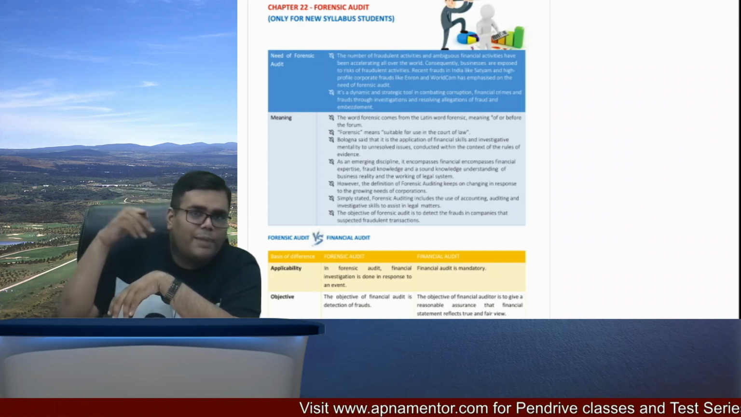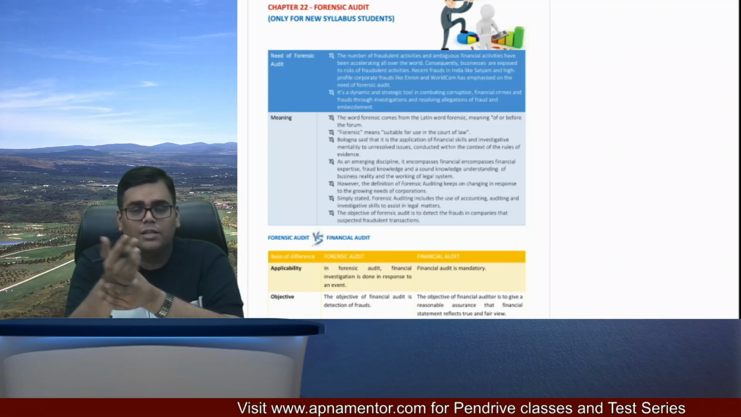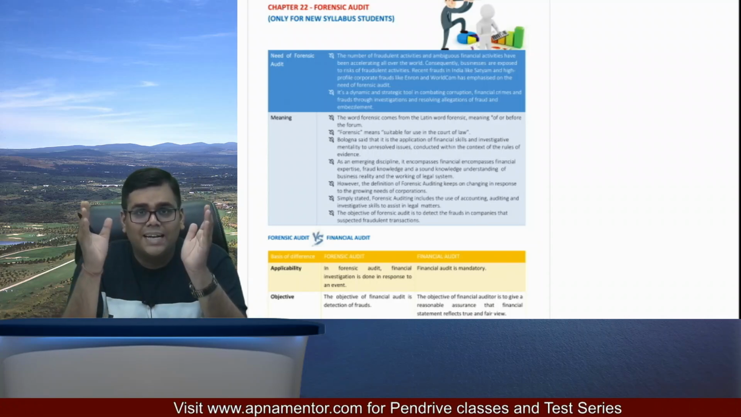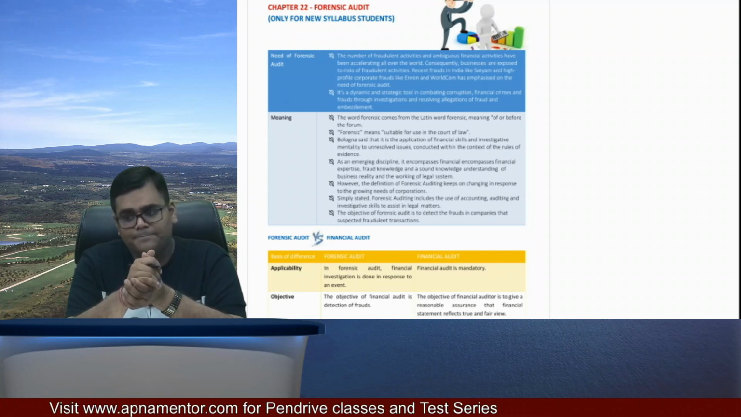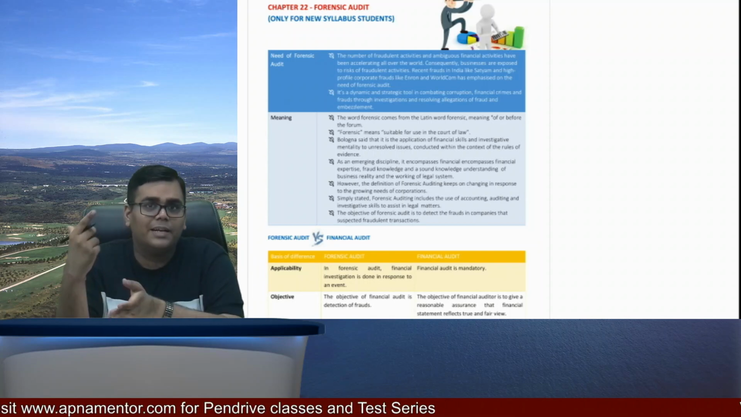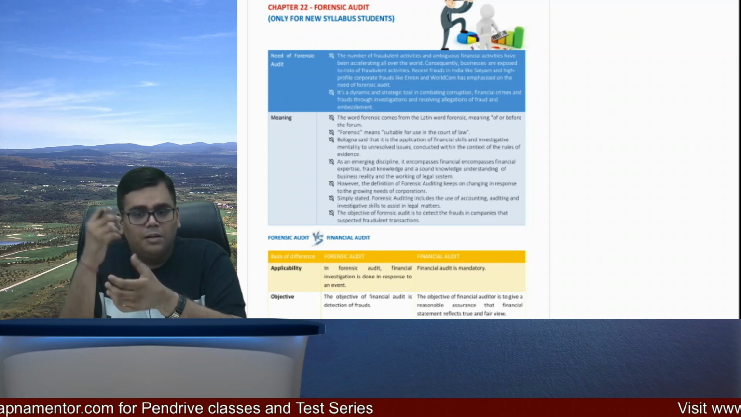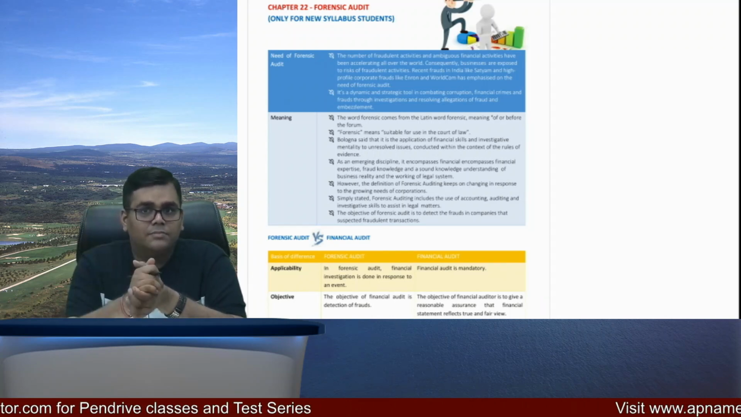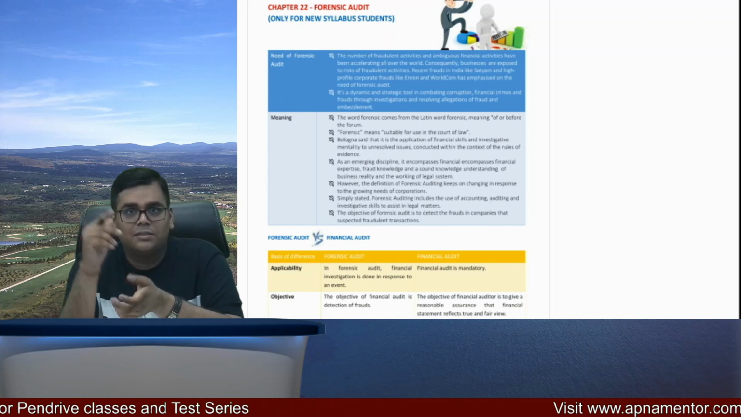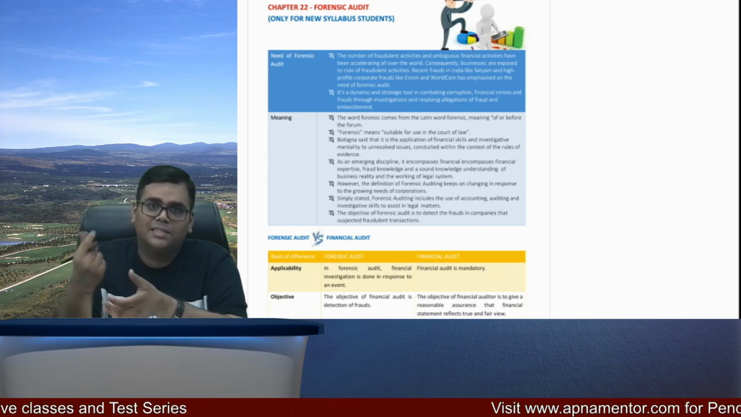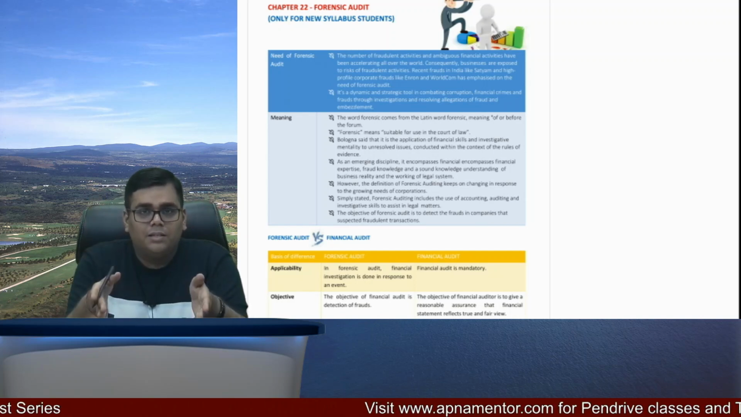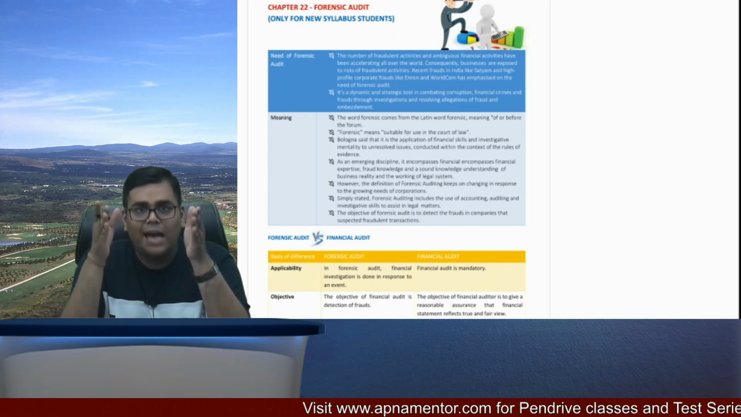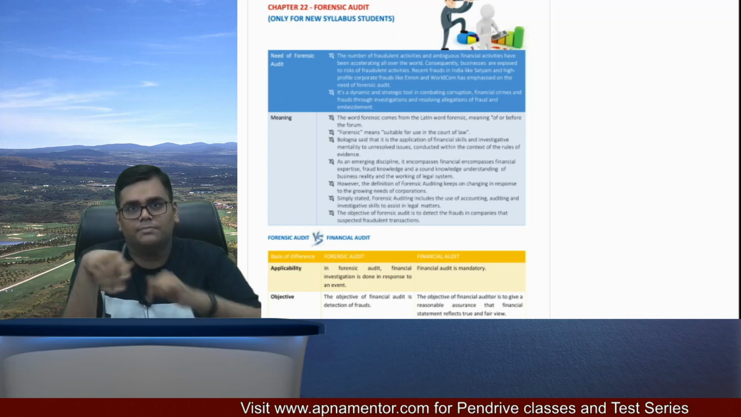So can you think the mentality of the forensic auditors, how they have to think? The modern scientific techniques, for example, fingerprint analysis, retina analysis, tracking of IP address, seeing the CCTV footages, everything comes into play. The forensic auditor has to have the knowledge of all of this.